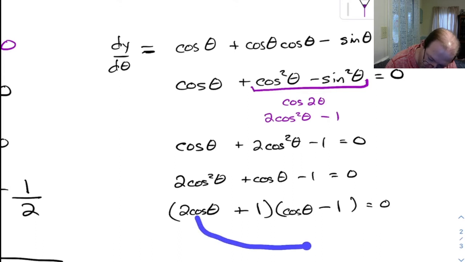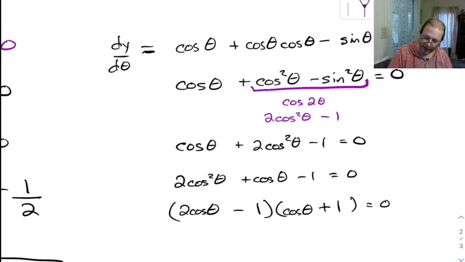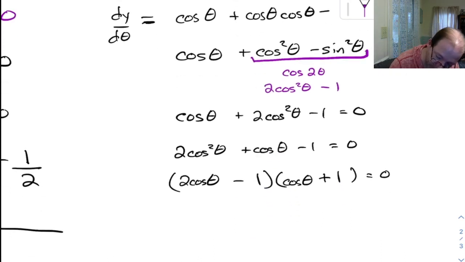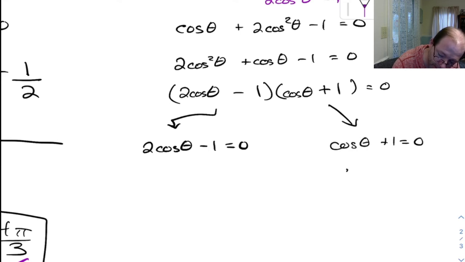If I do that, this gives me minus 2 cosine theta plus cosine theta, so that would give me a negative here. So I did them wrong. This needs to be a minus and that needs to be a plus. That way, this is 2 cosine theta minus cosine theta, which leaves you with that, and the other two things check out as well. So 2 cosine theta minus 1 is 0, and cosine theta plus 1 is 0. So cosine theta is negative 1, or cosine theta is 1/2.